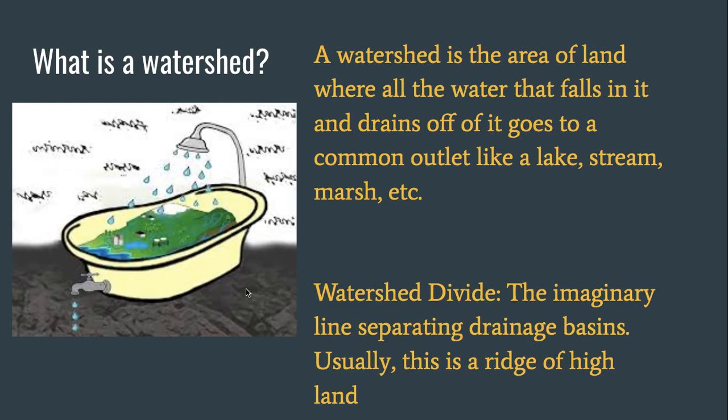All right, watersheds are divided by a watershed divide. It's not very uniquely named. A watershed divide is the imaginary line that separates a drainage basin. Usually this is a ridge of high land. So on a bathtub, it would be the sides of the bathtub.